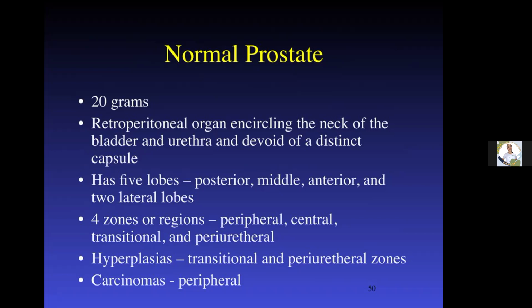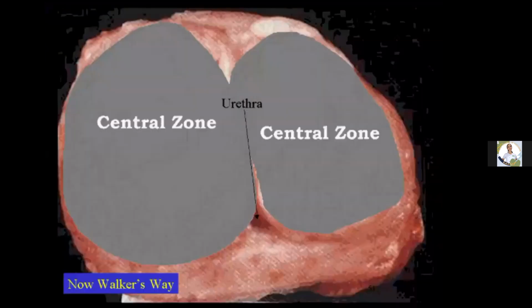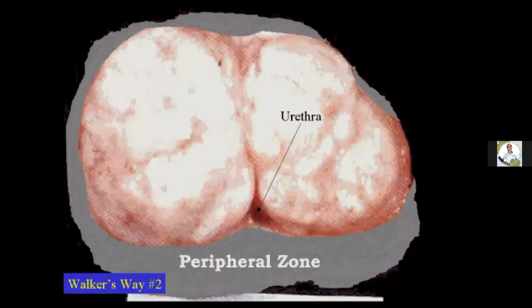Your hyperplasias, or benign prostatic hypertrophy, as the clinicians would call it, are located in the transitional and periurethral zones, while your carcinomas occur in the peripheral zone. So here is an illustration. At the center, you have the prostatic urethra. The gray is your central zone, and you have the peripheral zone. So here, you have the peripheral zone, the urethra at the center, and your central zone.